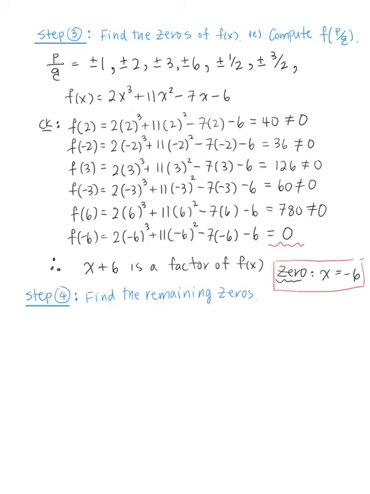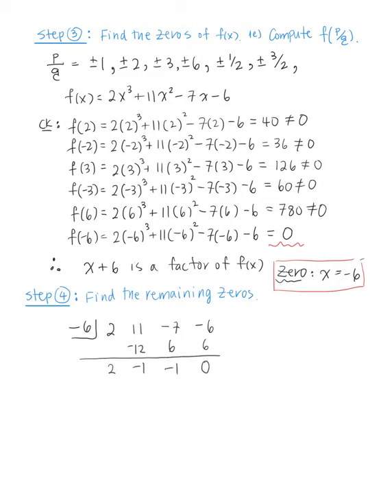I am going to use synthetic division on this. So I'm going to have a negative 6, and then let's write down the coefficients of our f of x: 2, 11, negative 7, and then negative 6. I'm going to draw the line. Let's do it. Drop down the 2. Multiply negative 6 and 2, and you get negative 12. Add, and I get negative 1. Multiply negative 6 and negative 1, and I get 6. Add, and I get negative 1. Negative 1 times negative 6 gives us 6. And look at that, the remainder is 0.